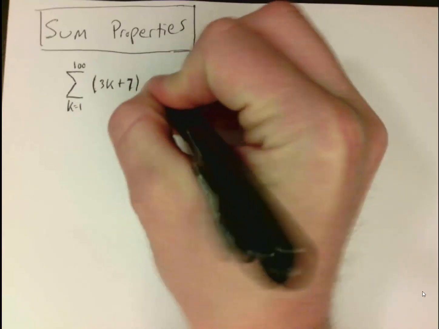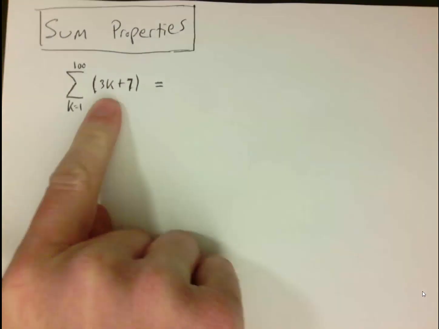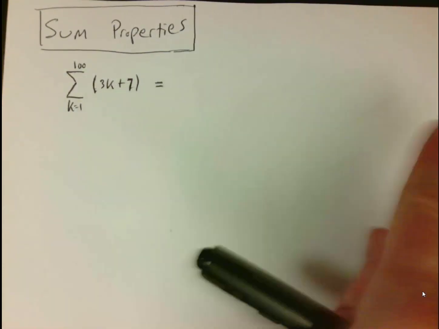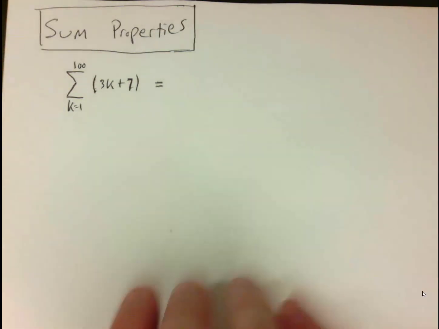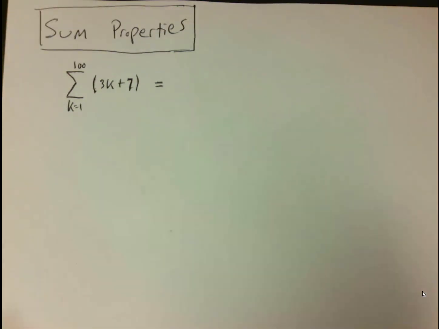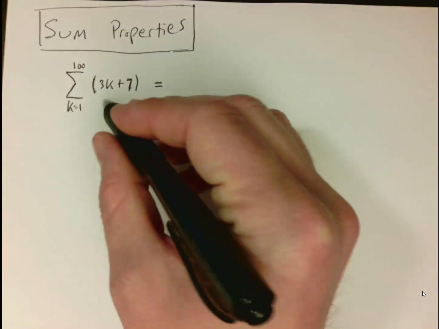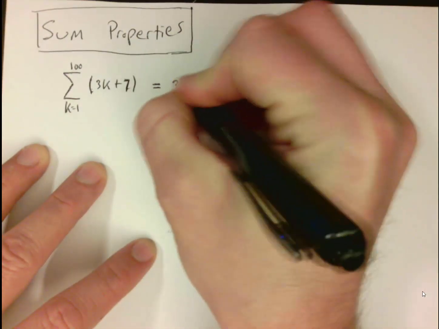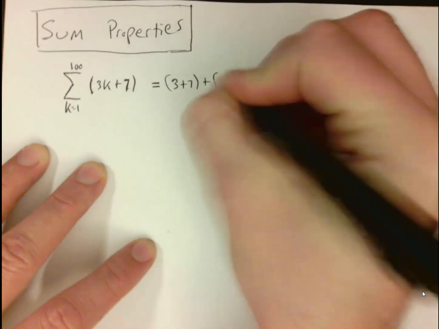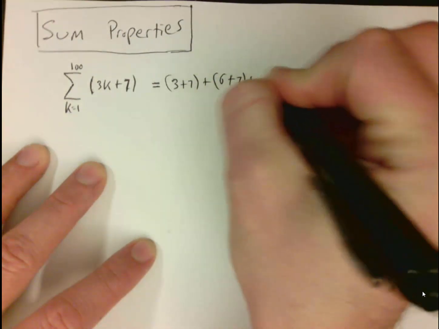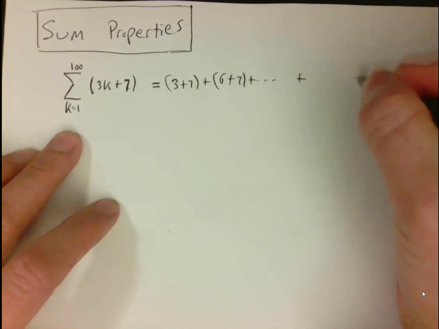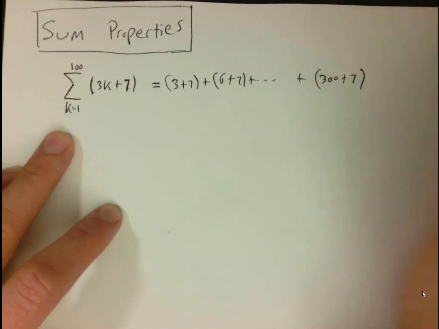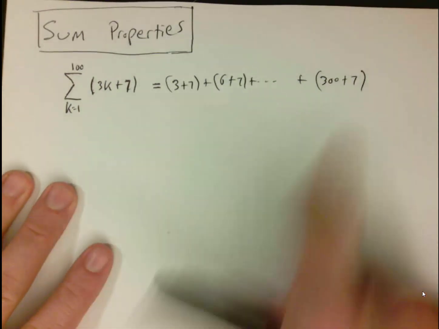And I think this is going to make a lot of sense by just expanding this, because really summations are just a sum, thinking about what you can do algebraically to the sum and then rewriting it. So here, if I write out the terms, when k equals 1, I've just got 3 plus 7. And then when k equals 2, I've got 6 plus 7, and then so on. And eventually, once k equals 100, I'll have 300 plus 7. So that summation is really just this sum.